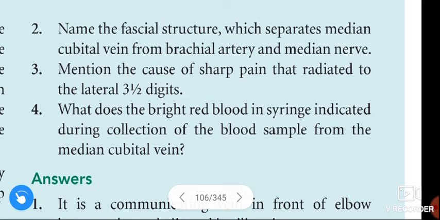This is about the clinical case study, the faults that we do during blood collection.